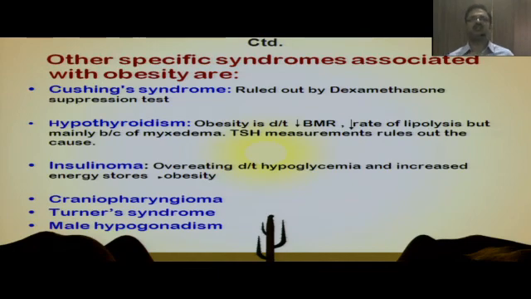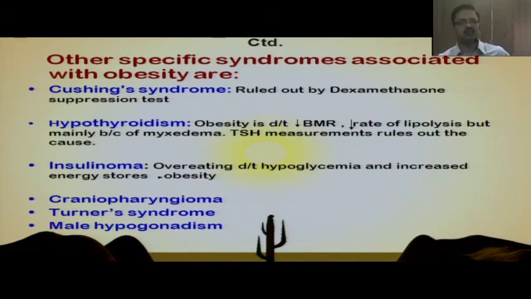The other specific syndromes which are associated with obesity, number 1, is Cushing syndrome. Now in Cushing syndrome, we can see the obesity is a centripetal obesity. The peripheral fats from the upper and lower extremities are mobilized to the trunk and the abdomen, giving rise to a pot belly obesity or a lemon on a stick obesity.